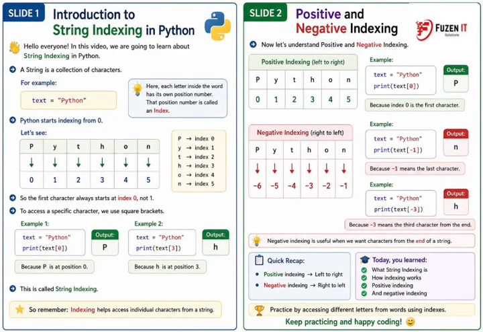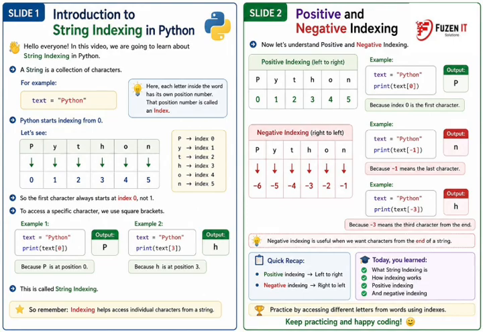Hello everyone, in this video we are going to learn about string indexing in Python. A string is a collection of characters. For example, text = "Python". Here each letter inside the word has its own position number. That position number is called index. Python starts indexing from 0.